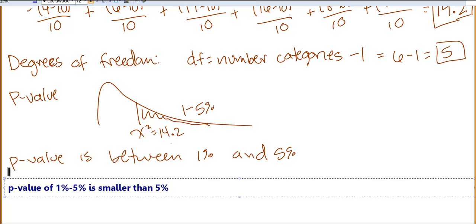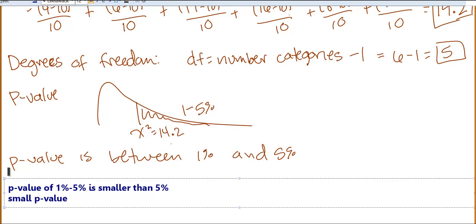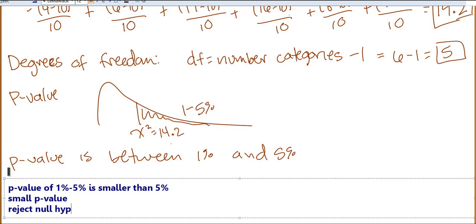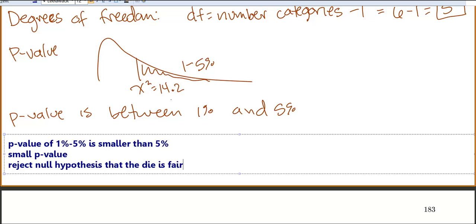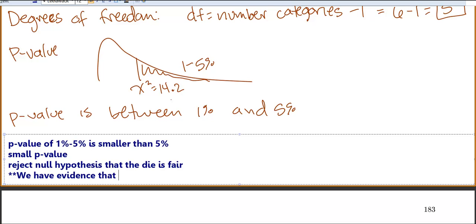So that's a small p-value, and I will reject the null hypothesis. And what was our null? Our null was that the die is fair, so reject the null that the die is fair. And our final conclusion is we have evidence that the die is not fair, or in other words, not all of the probabilities are 1/6, or not all the probabilities are equal.